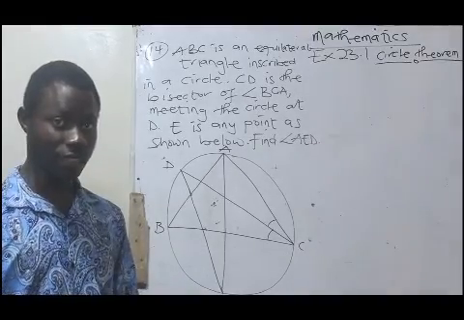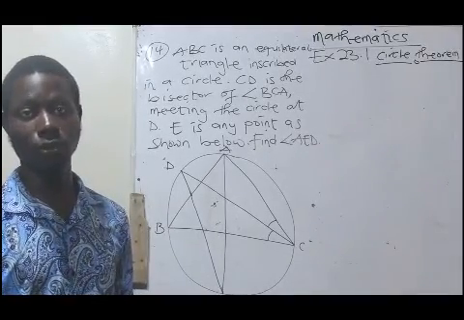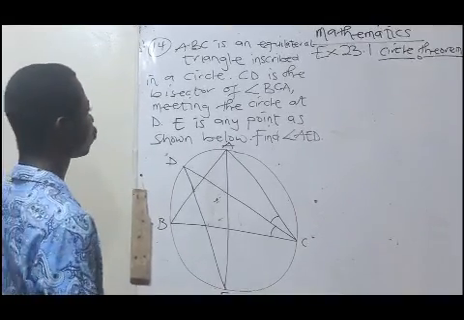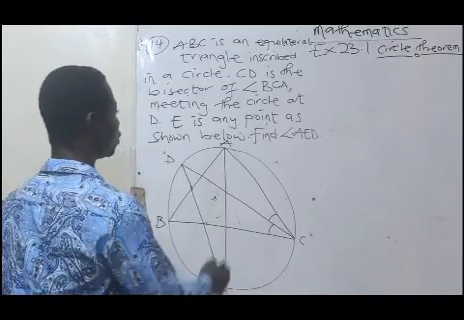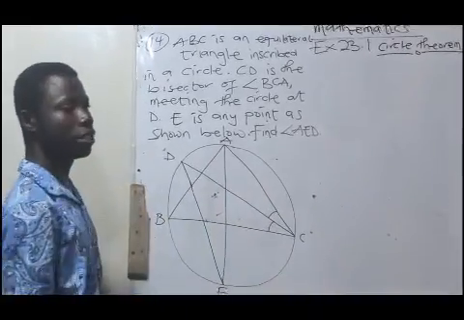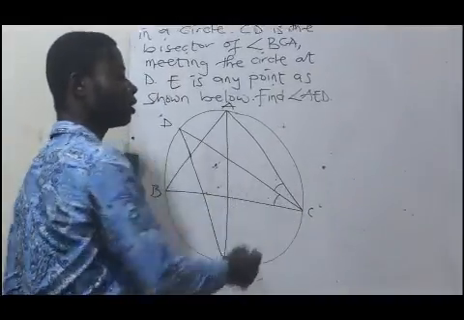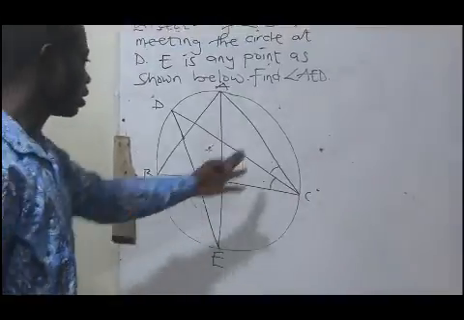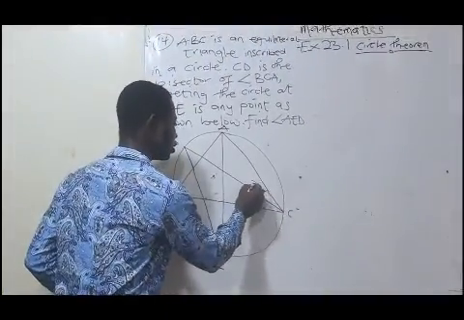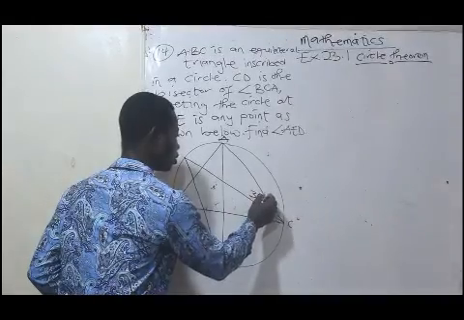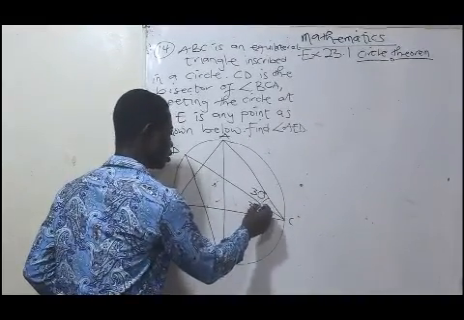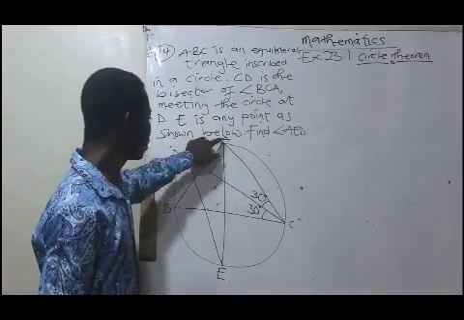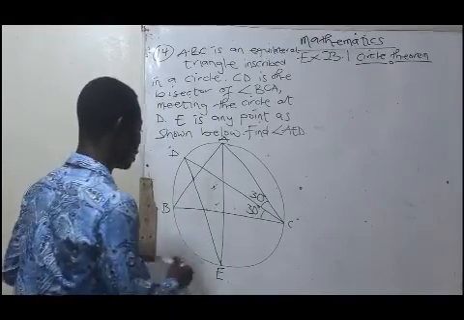You know that the interior angles of an equilateral triangle are all equal, and they are all equal to 60 degrees. Therefore, if CD is a bisector of angle BCA, then each of these angles here is going to be 30 because it bisects the angle BCA. So we can have 30 degrees here, and then also 30 degrees here. Now we are told to find what? Angle AED, which means this angle.